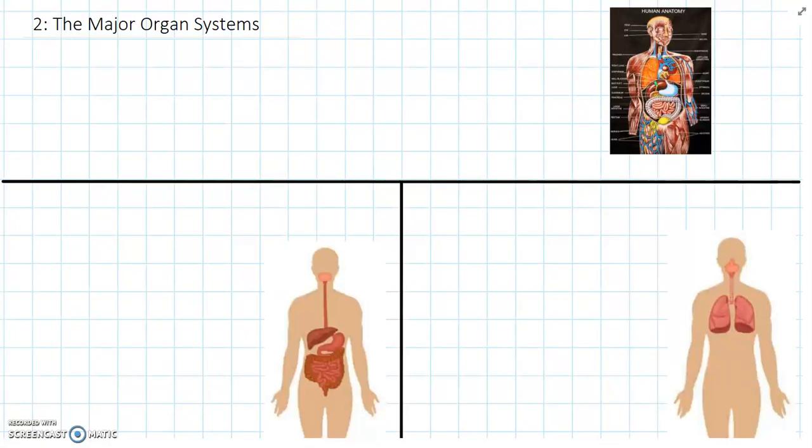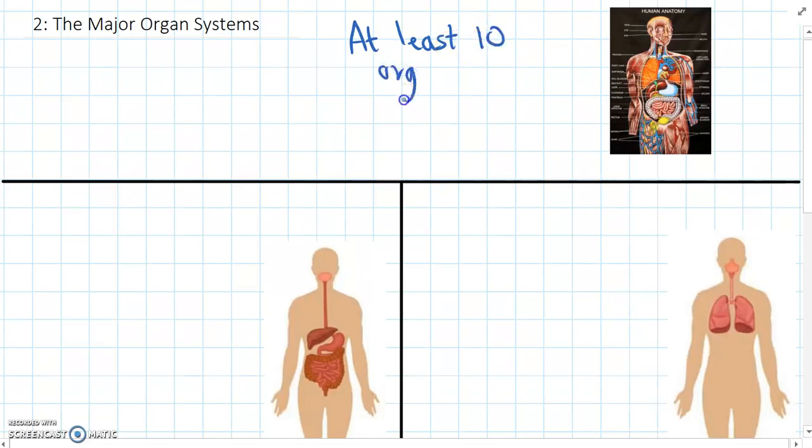So in the last video we learnt about organ systems, and now we're going to look at some of the most common organ systems in the human body. Looking at this diagram here, you can see there are lots and lots of different organs that make up our bodies, and that's true for lots of animals as well. And there are actually at least 10 different organ systems in our body.